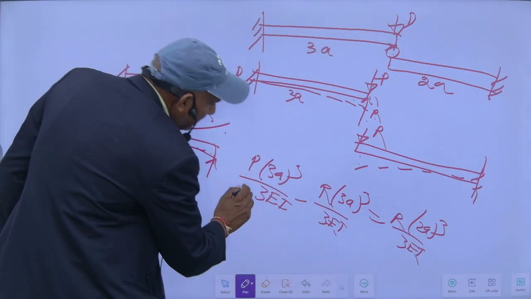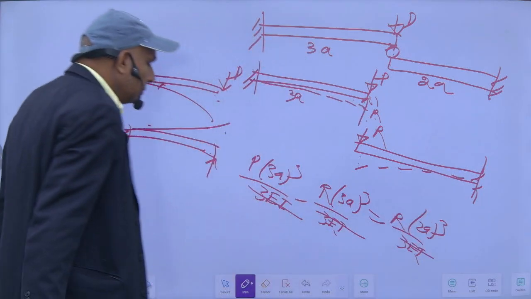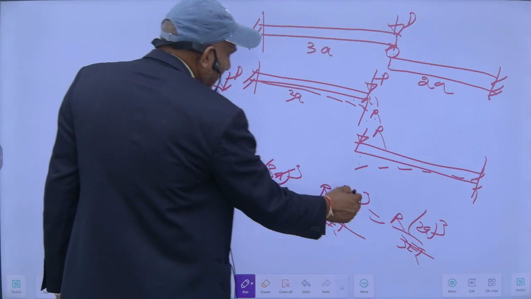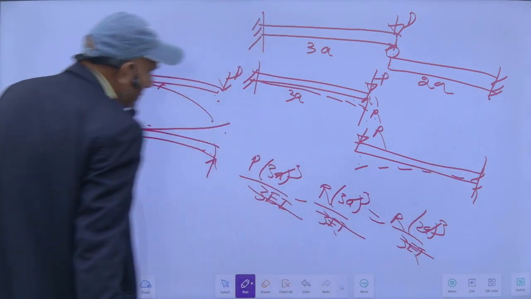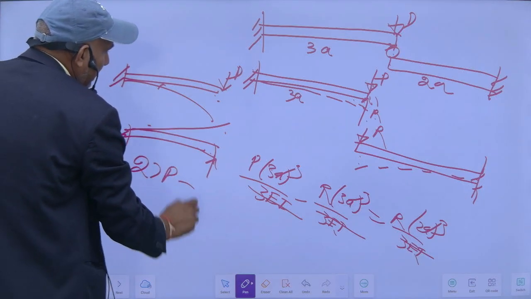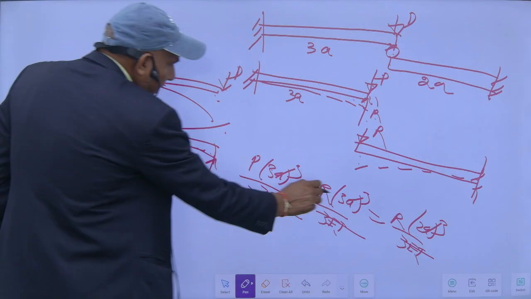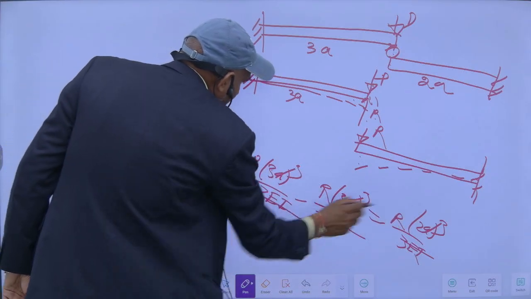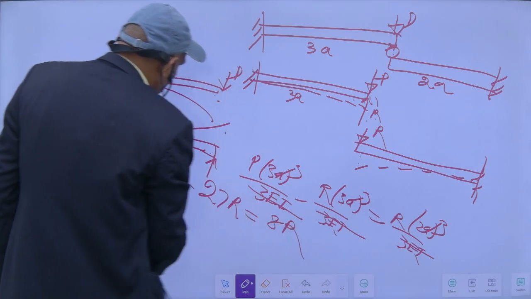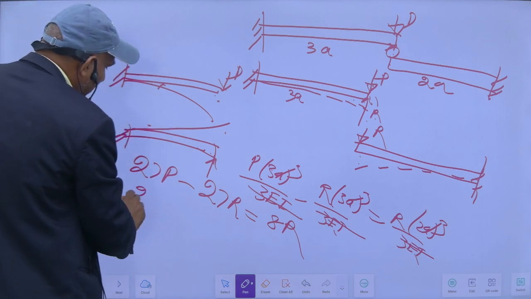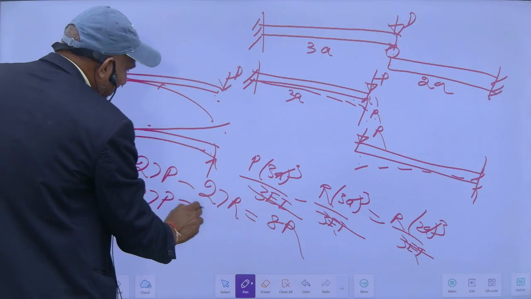So the 3EI and 3EI will go, and A cube and A cube will also go. So this will be 27P minus 27R, this will be 8R. So 27P is equal to 35R.